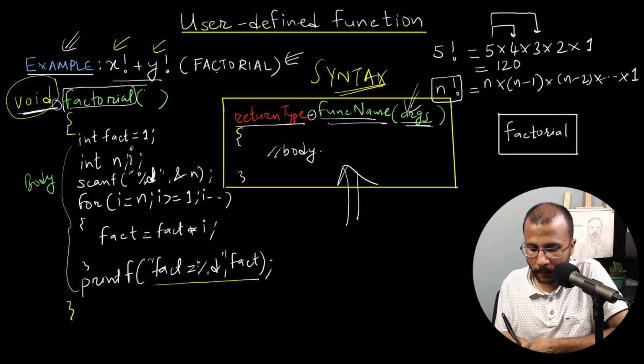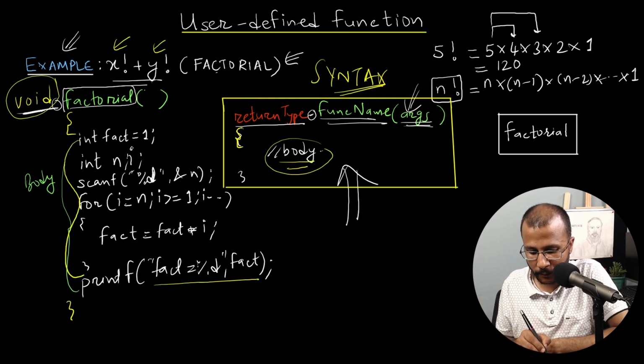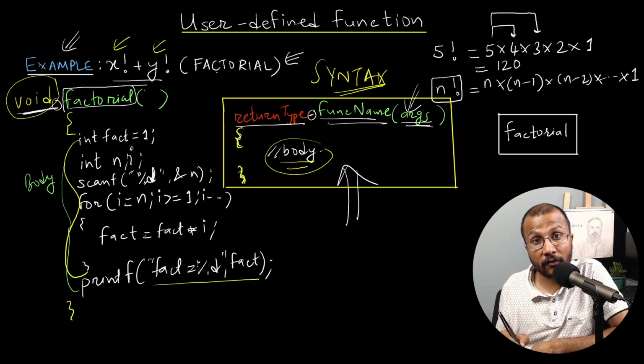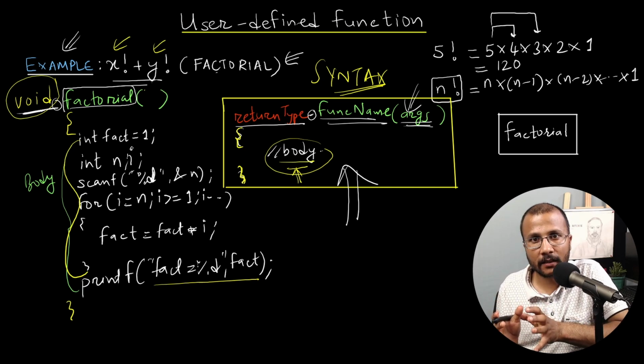After that you open the brace and inside the brace you will write the body of the function. That is the definition or the processing part. The processing part goes in the body, and finally you close the brace. If you have given a return type, you have to return the value from the body of the function. So this is a generic syntax for writing any function in C.